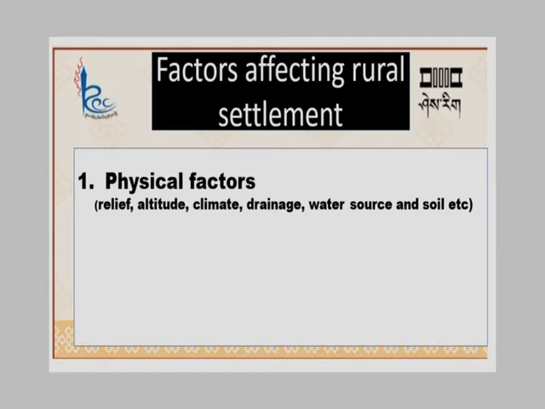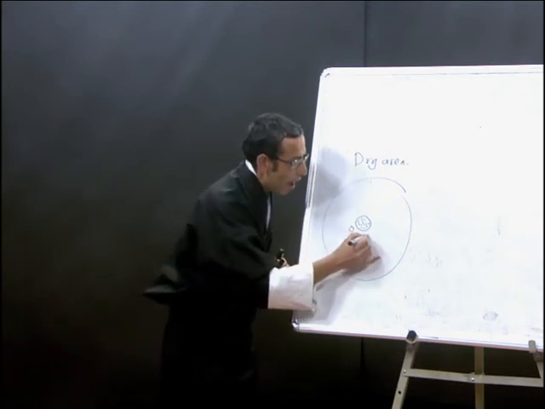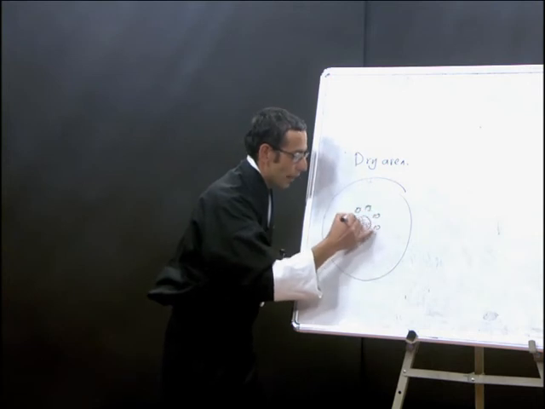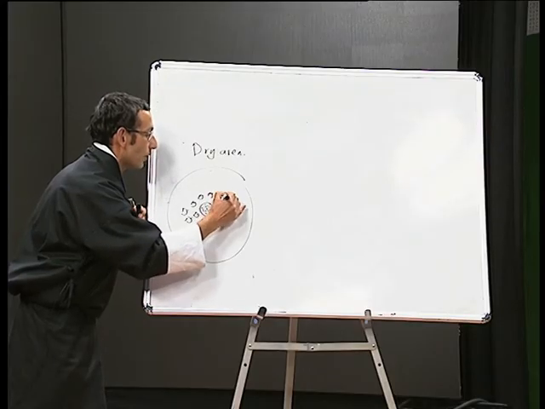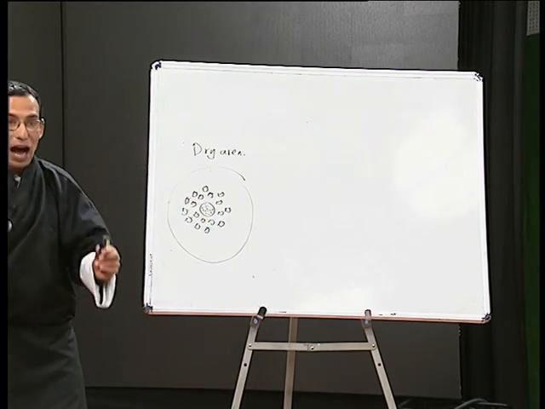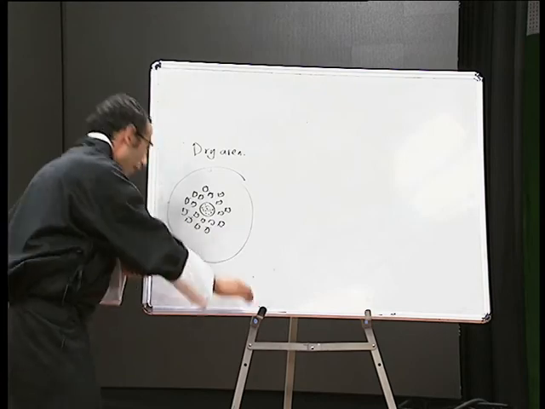For example, more settlement will occur in a plain area, and this settlement will slowly grow and form into a compact settlement. For example, if it is a dry area, and if this area has water, a pond here, then the settlement will develop around this pond forming a circular settlement, right? And gradually this settlement will keep on increasing and it will form into a nucleated settlement. That is how physical factors affect the types of rural settlement.